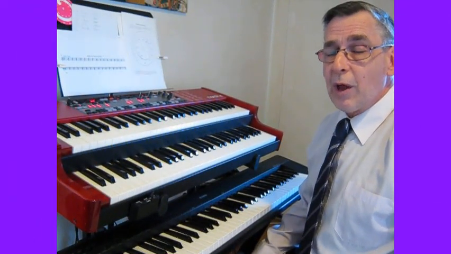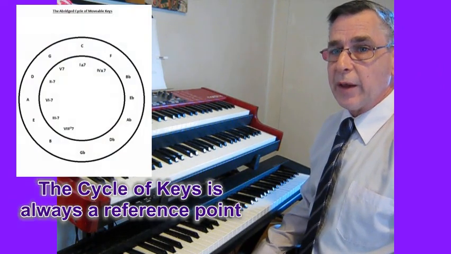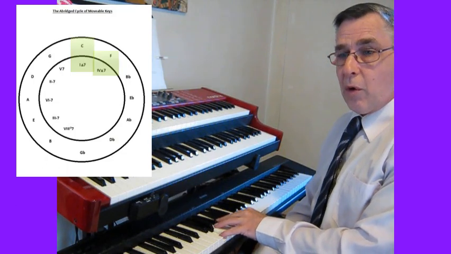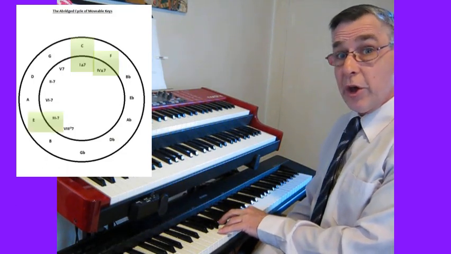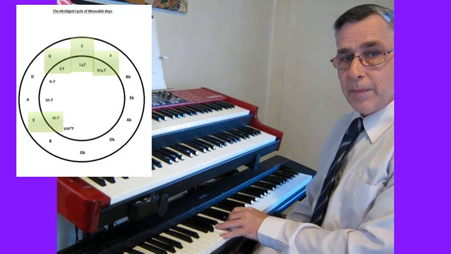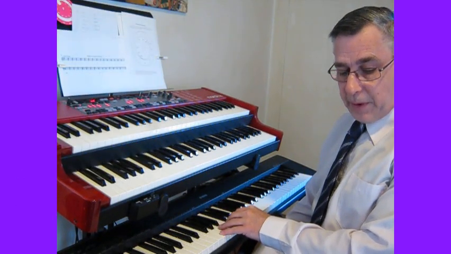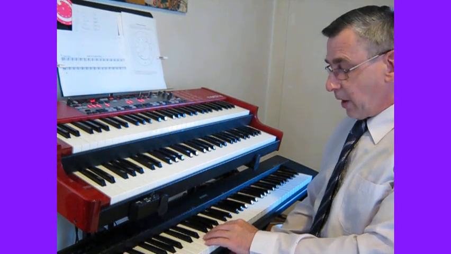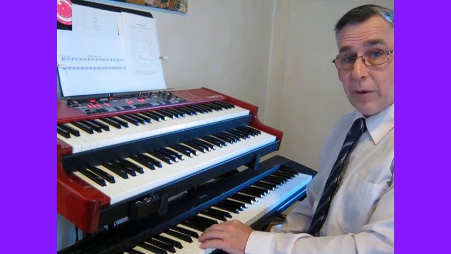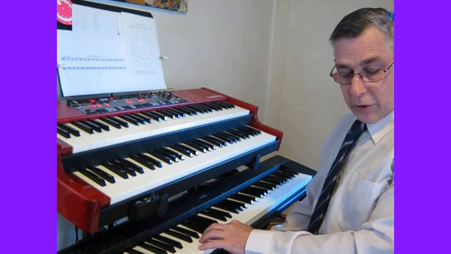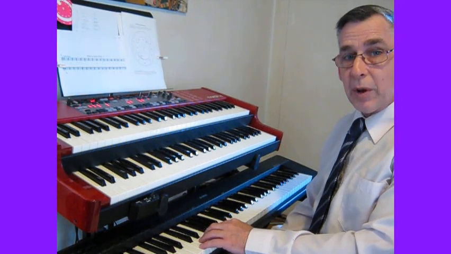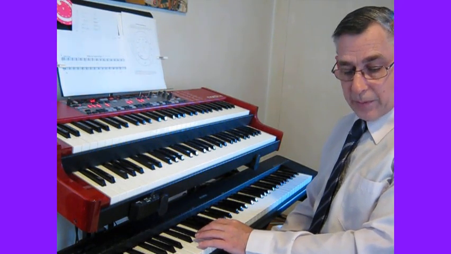Progression a little more closely on the cycle of keys. So we're going from the first to the fourth to the third to the fifth. So that would be from the tonic, because that's the first note of the scale, to the fourth or the subdominant, to the third or the mediant, and to the dominant, or the fifth.